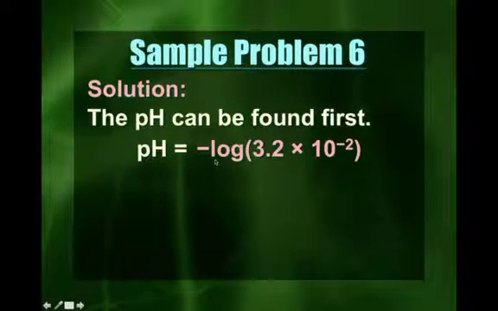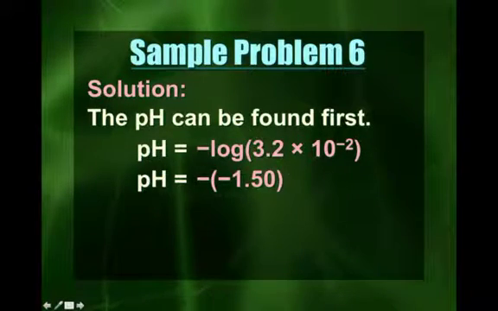So on your calculator, hit log, hit 3.2, EE, and then hit the negative sign, not the subtraction, but the negative sign, too. Hit equals. You're going to get a negative value. You're going to get negative 1.50. If you do not get negative 1.50, you're obviously doing something wrong, but it may not be you. It could be your calculator.